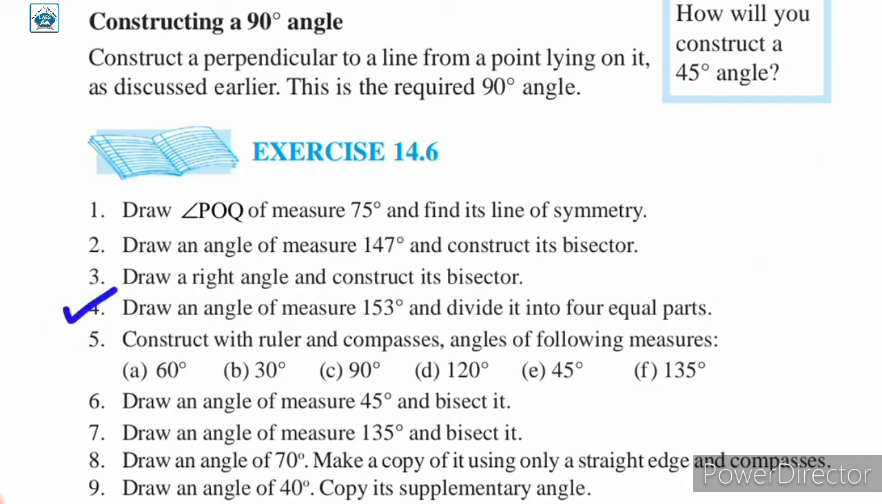Question number 4. Draw an angle of measure 153 degree and divide it into 4 equal parts. So first of all, we will construct an angle of 153 degree with the help of a protractor, and then we will divide it into 4 equal parts. Let us understand the construction first.